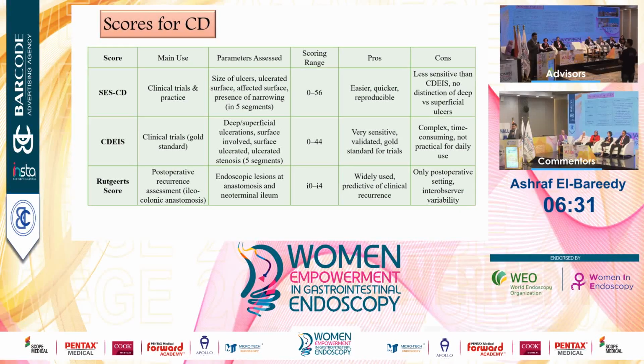There is another score used in Crohn's disease, but in the post-operative setting, which is the Rutgeerts score, and it's widely used in post-operative clinical practice, and it's very, very useful in predicting and preventing recurrence after surgery in Crohn's disease.